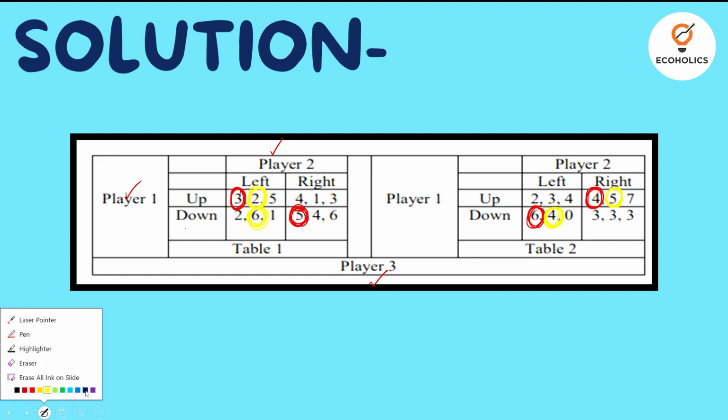So now going with player 3. For finding player 3's optimal strategy, you have to fix player 1 and player 2's strategy. So if player 1's strategy is up and player 2's strategy is left, then up, left, up, left. So he can choose between this and this, table 1 or table 2. 5 and 4, so it's 5. Correct? So then it's 3, 2, 5. So all of their optimal strategies are this.